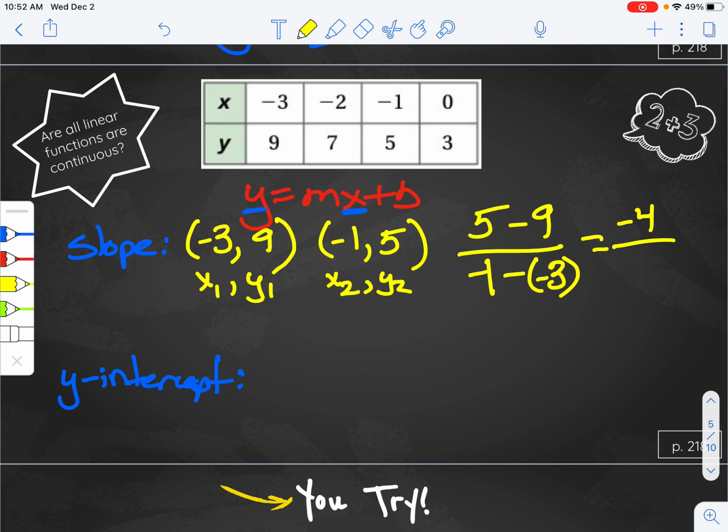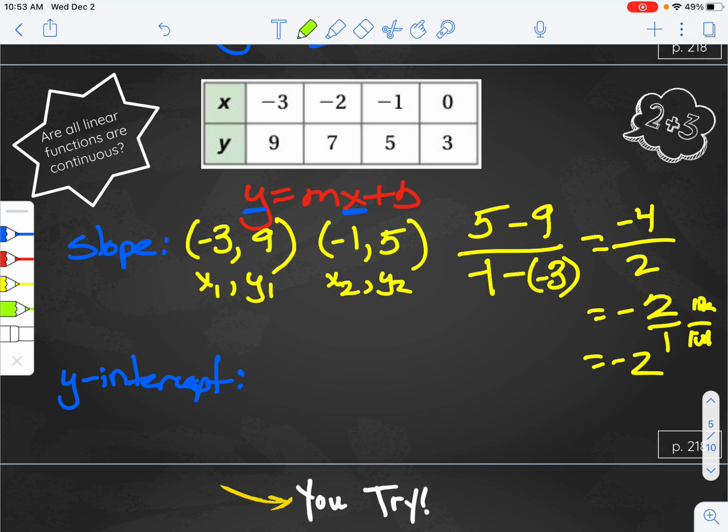Five minus 9 gives me -4. -1 minus -3, so really -1 plus 3 gives me 2. So this gives me a slope of -2 over 1, and that's totally okay to not write it in fraction form and just write it as -2. And we just know that on the bottom, if we just write it as -2, that rise over run, our run is 1. So we have a slope of -2.